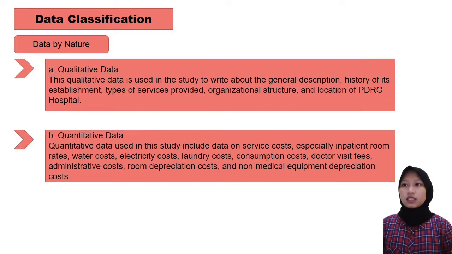Data classification. Data by nature. A. Qualitative data. This qualitative data is used in this study to write about the general description, history of its establishment, types of services provided, organizational structure, and location of PDRG hospital. B. Quantitative data. Quantitative data used in this study includes data on service costs, especially inpatient room rates, water costs, electricity costs, laundry costs, consumption costs, doctor visit fees, administrative costs, room depreciation costs, and non-medical equipment depreciation costs.